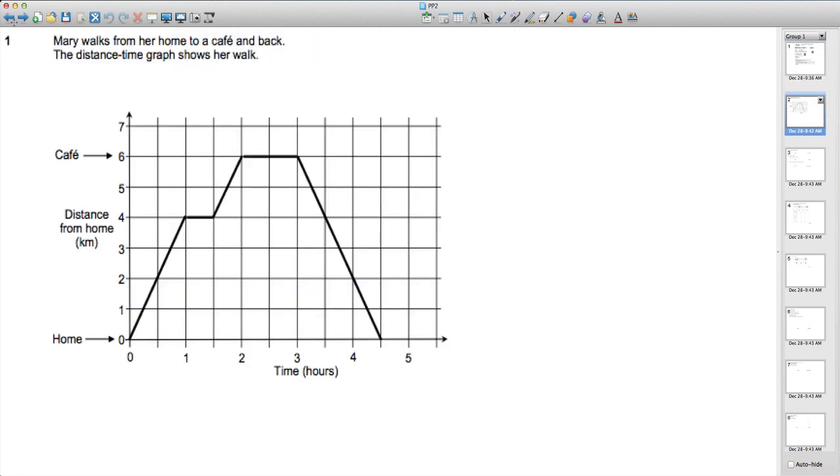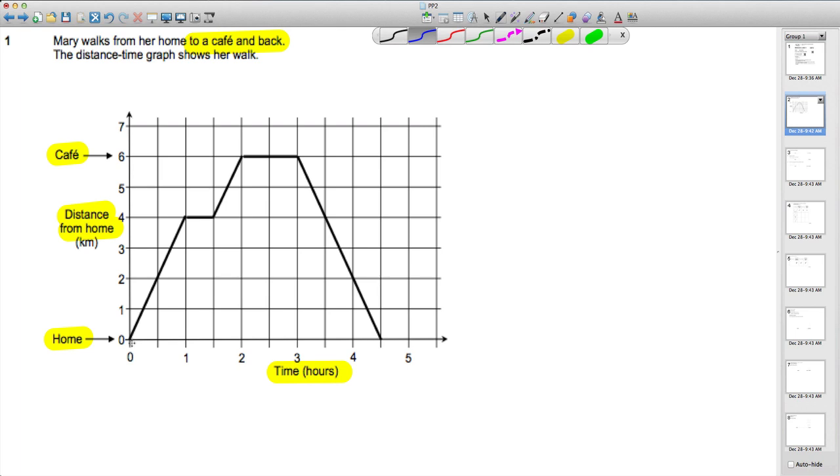Okay, first question. We have a distance time graph and we're told that Mary walks from her home to a cafe and back. So we should probably highlight that. She's going to a cafe and back. The distance time graph shows her walk. This is the distance from her home. This point here represents the cafe. This is the time. Home is at 0. So before we answer any questions, let's just think about what's happening here.